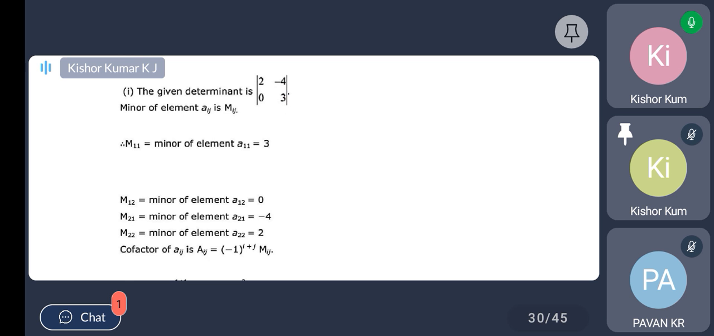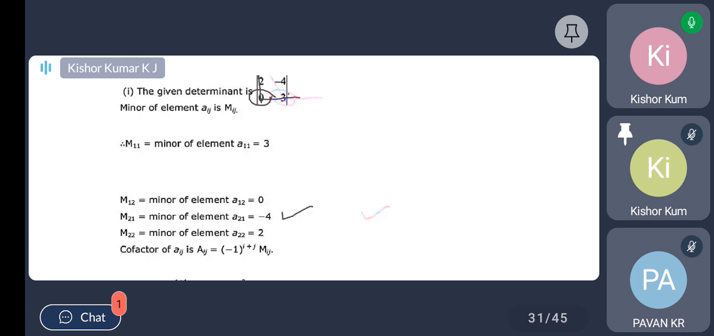Next, M12. This is the element. Delete the corresponding row and corresponding column. The M12 value will be 0. Next, M21. The element here is M21. Delete the corresponding row and the corresponding column. You will get it as minus 4.